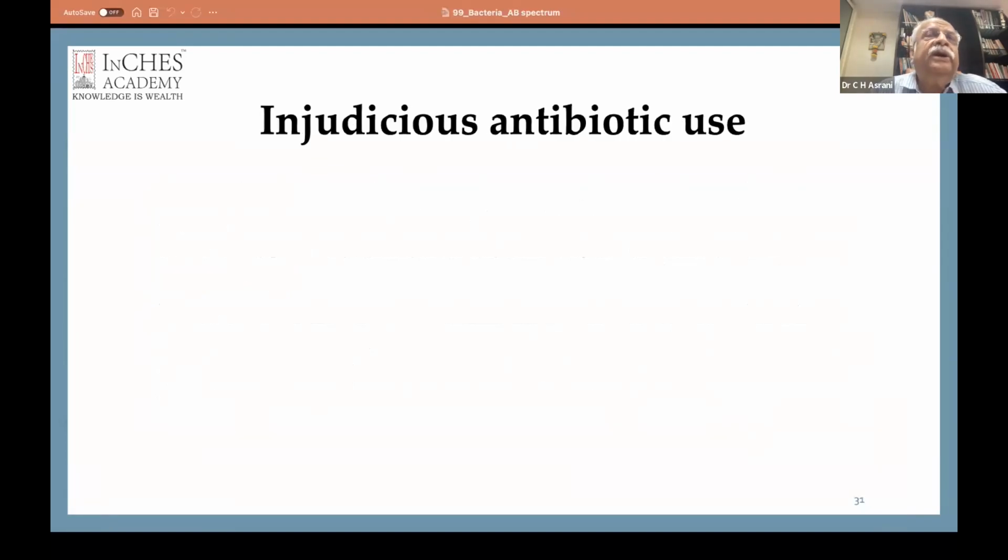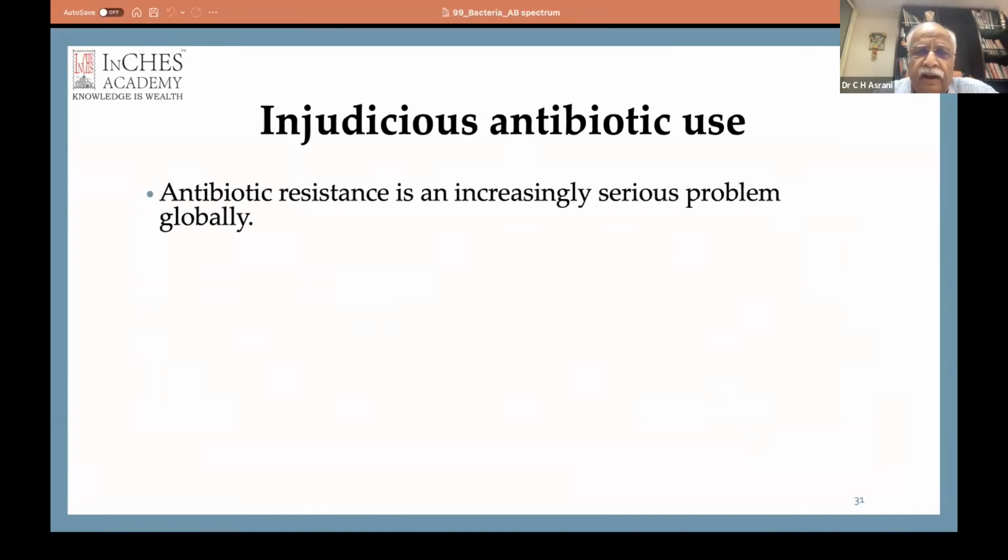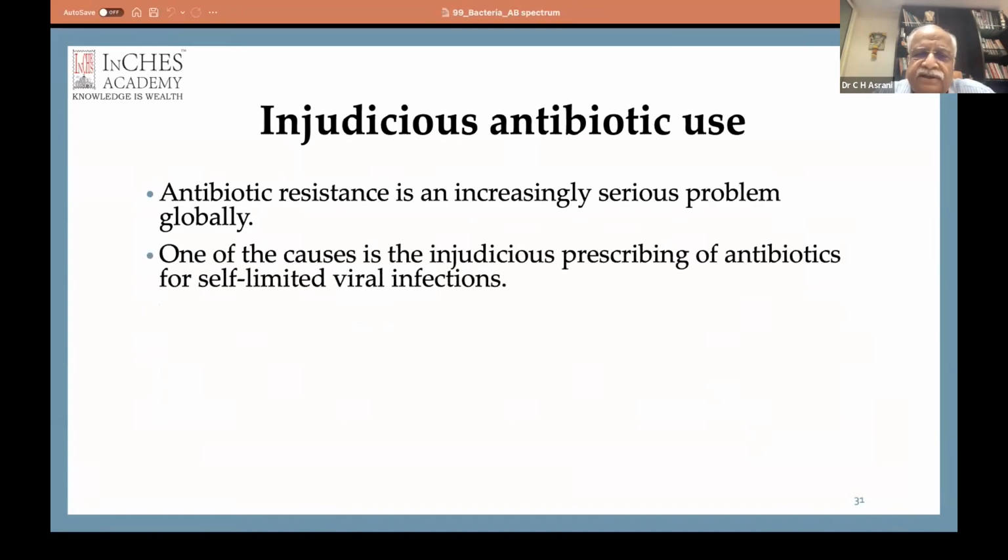Why should we not do injudicious use? You know, if our mind says no, but we say, "dekh lete hain," let me see after giving, then that is injustice to the patient. Antibiotic resistance is an increasingly serious problem globally. One of the causes is the injudicious prescribing of antibiotics for self-limited viral infections. Antibiotics do not have a preventive role. A lot of patients, millions of them in COVID, have been given meropenem.